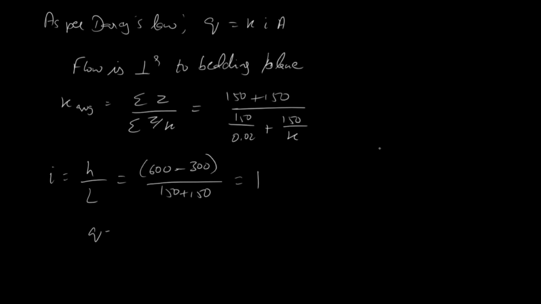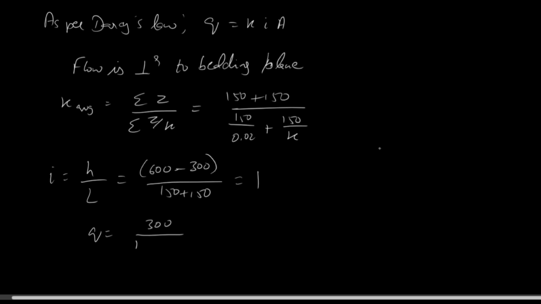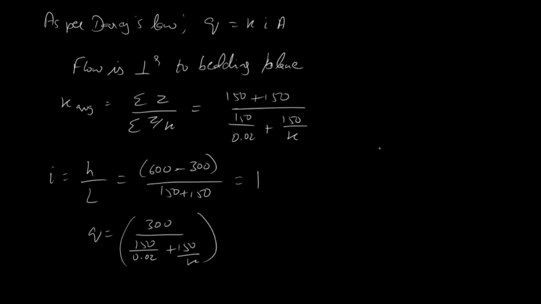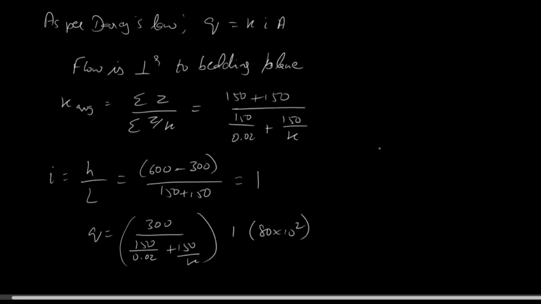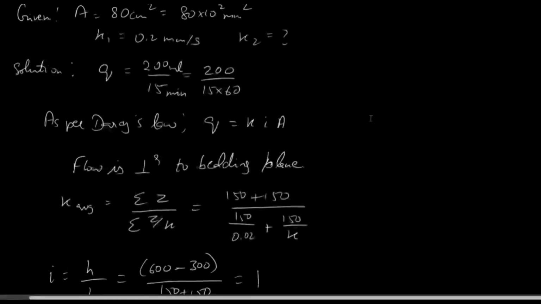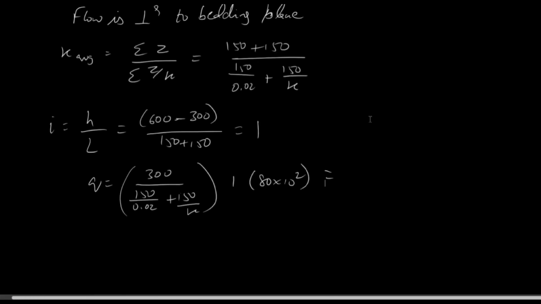Now Q is equal to 300 divided by 150 by 0.02 plus 150 by K into 1 into 80 into 10 power 2, which will be equal to the value of Q, which is 200 divided by 15 into 60.